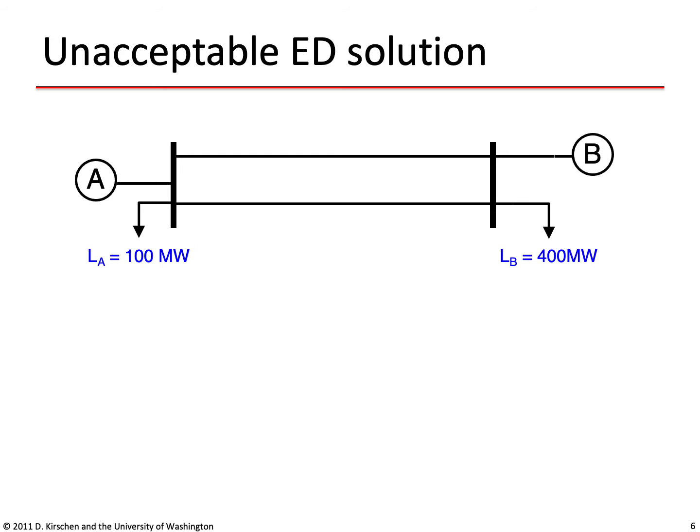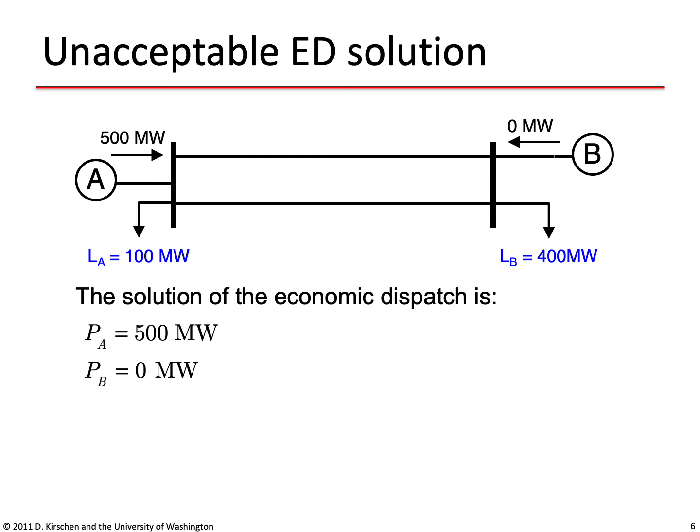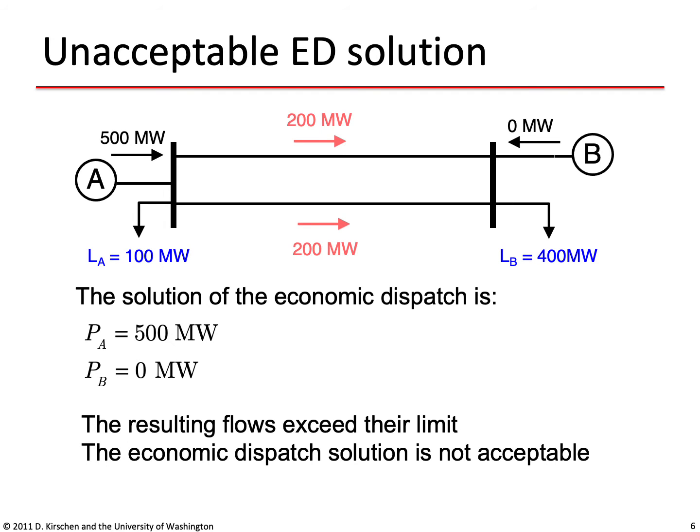Well, we can perform an economic dispatch, and because we don't hit the limit on generator A, and because it is cheaper than generator B, the solution is going to be that A should generate 500 megawatts and B should still produce nothing. So now we have 400 megawatts being exported from bus A to bus B. That means that we're going to have 200 megawatts in each of the two lines. But remember, the maximum flow in each of these lines is 100 megawatts, so the resulting flows exceed these limits, and the economic dispatch solution is not acceptable.